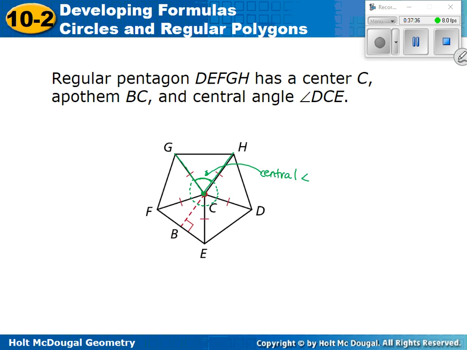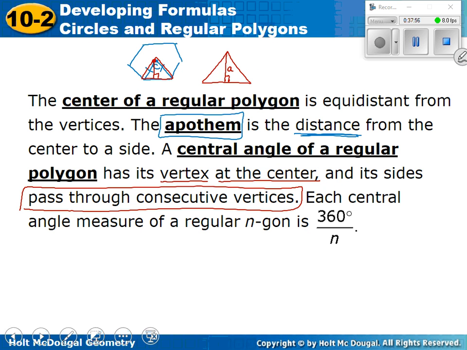Exactly. We did 360 divided by 6 because we had a hexagon, but if this is a pentagon, to find that central angle, we're just going to do 360 divided by 5. What's 360 divided by 5? 72 degrees. Okay? So if you have any size polygon, you're just going to do 360 divided by the number of sides. That's your central angle. Any questions on vocab? Apothem, center, or central angle?